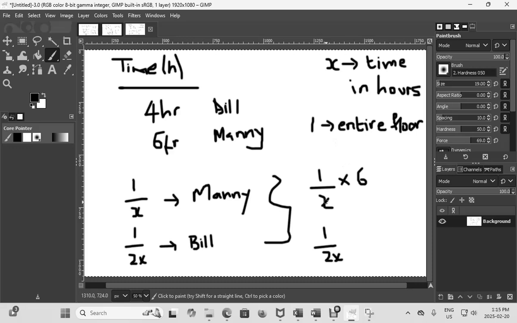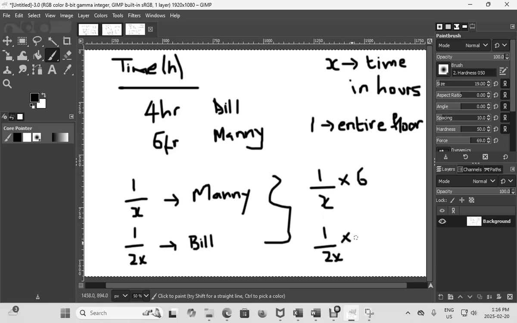Manny is responsible for a certain portion of the work, and Bill is responsible for a certain portion of the flooring work. That's why we are using fractions, because none of them can do the job by themselves. So this is 1 over x, where 1 is the entire floor and x is time in hours. And 1 over 2x, where x equals time in hours.